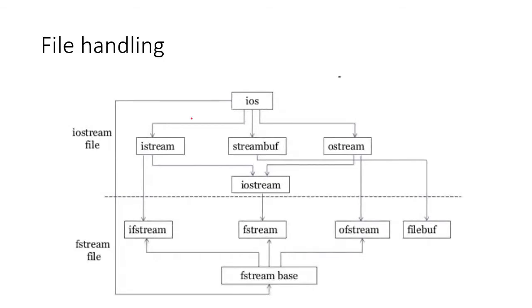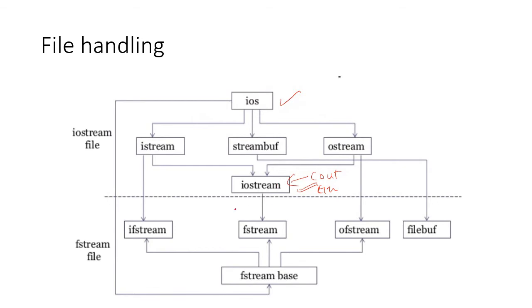If we look at this particular image, it contains a hierarchy of the streams which are available in C++. They are basically the classes. The top level of the hierarchy is the ios, the input output system stream, and it is derived by a lot of different classes: the istream, streambuf, ostream. This particular istream and ostream are further derived in the iostream. So this is what we have been using for cout and cin till now.